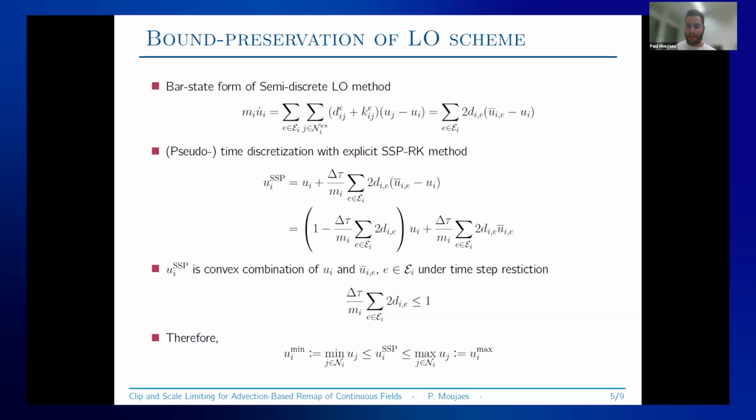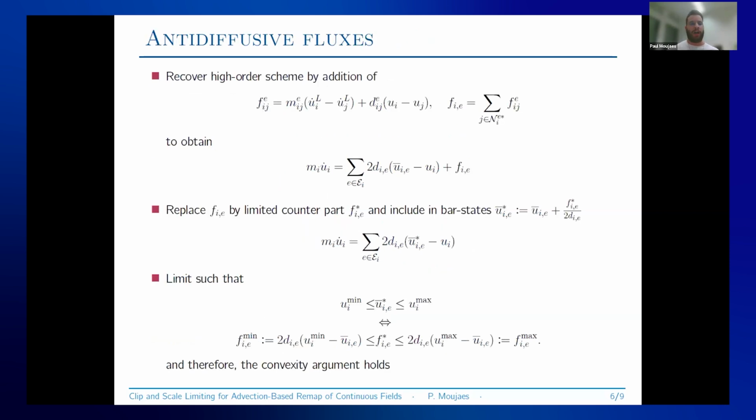And now we want to recover a high order method. We do this by adding antidiffusive fluxes. The first summand of this antidiffusive flux is to compensate for mass lumping. And the second one on the right-hand side is to reduce the diffusion, or counteract the diffusion we've added to construct the low order method. We sum these up to element contributions and add these to the bar state form.